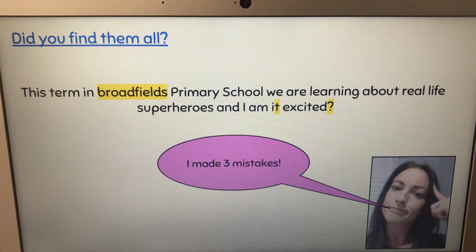Well done to those of you that are thinking of an exclamation mark. I want to show how excited I am about our new topic, real life superheroes. So I would put an exclamation mark at the end of my sentence. If I put a full stop, I'm not wrong, but an exclamation mark would be better fitted to this sentence.